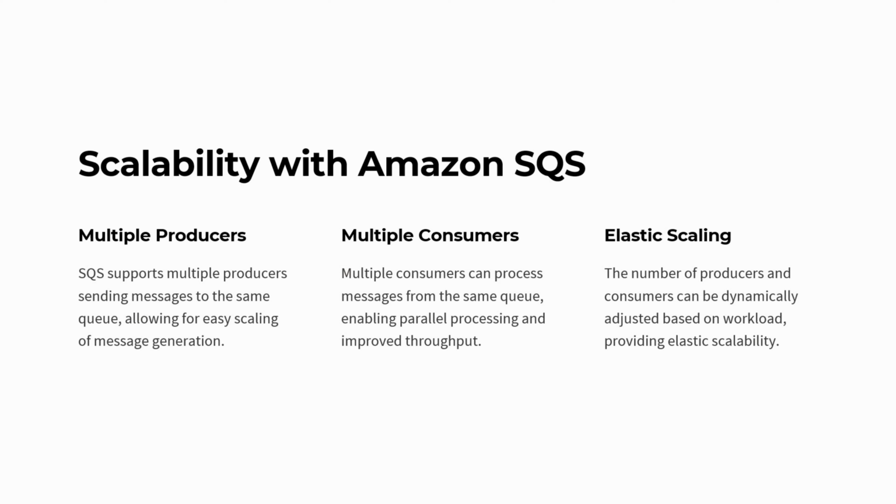Scalability with Amazon SQS. First one is multiple producers. SQS supports multiple producers sending messages to the same queue, allowing for easy scaling of message generation. Next one is multiple consumers. Multiple consumers can process messages from the same queue, enabling parallel processing and improved throughput.